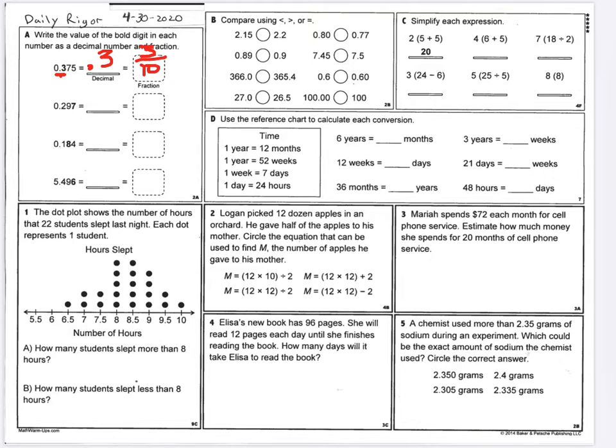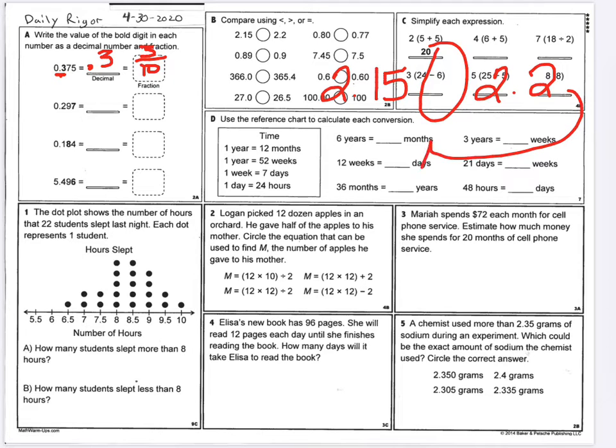B, comparing. So you're comparing one side to the next. You're going to take 2 and 15/100 and compare it to 2 and 2/10. It doesn't matter which one you move. You're going to take one of the numbers and line it up over on the other side and put 2, decimal 2. The decimals are lined up. The numbers are lined up. I'm going to fill in this one with a 0.